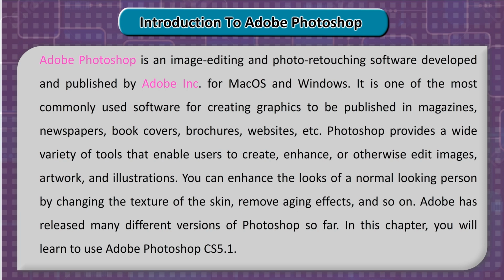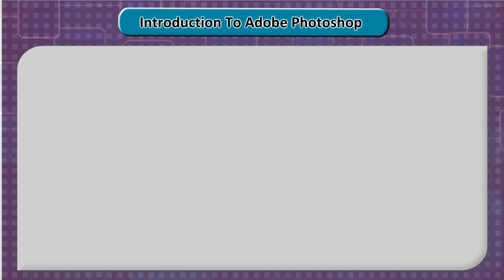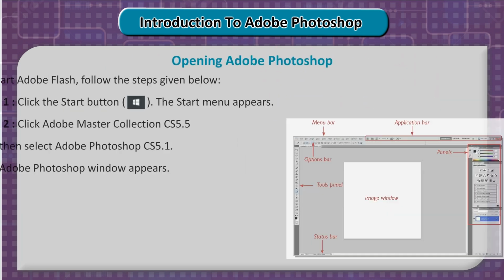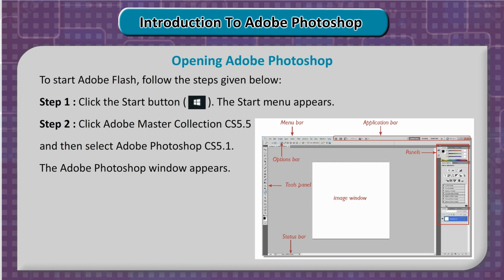Adobe has released many different versions of Photoshop so far. In this chapter, you will learn to use Adobe Photoshop CS 5.1. Opening Adobe Photoshop. To start Adobe Photoshop, follow the steps given below. Step 1. Click the Start button. The Start menu appears. Step 2. Click Adobe Master Collection CS 5.5 and then select Adobe Photoshop CS 5.1. The Adobe Photoshop window appears.